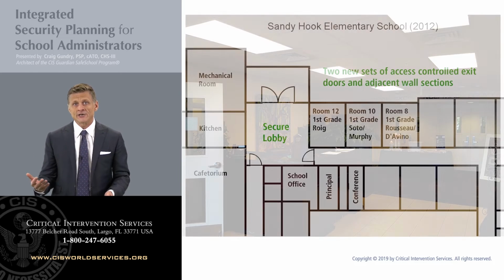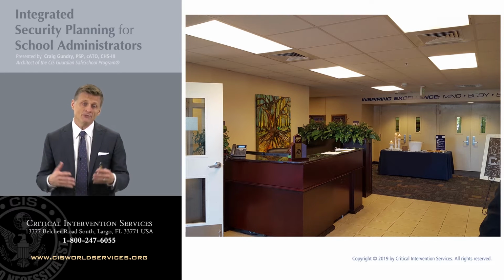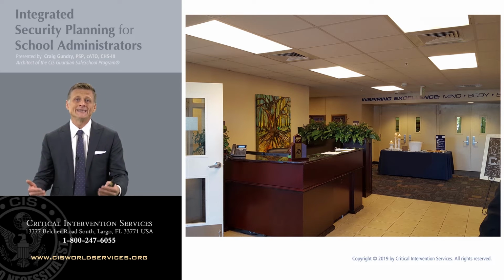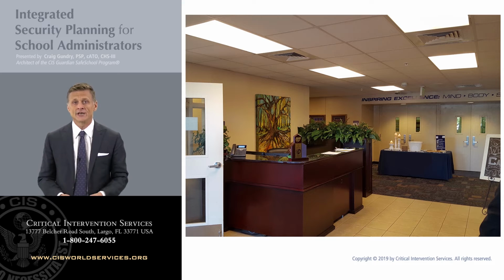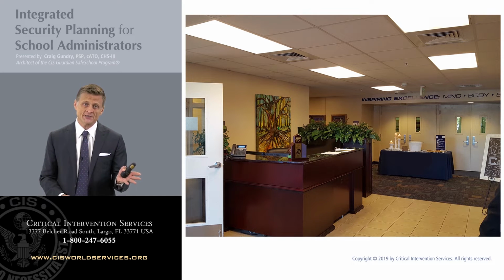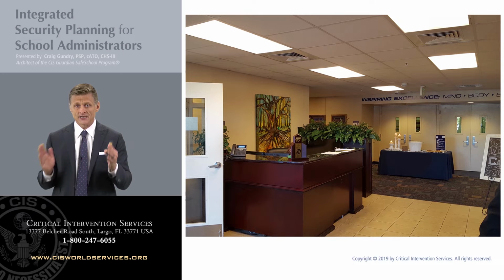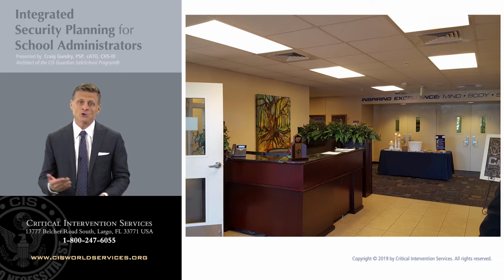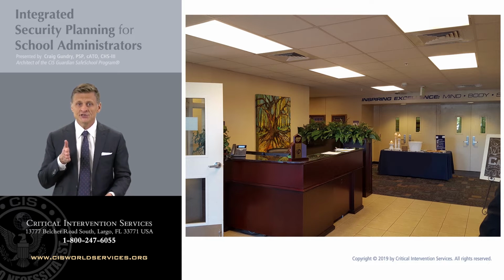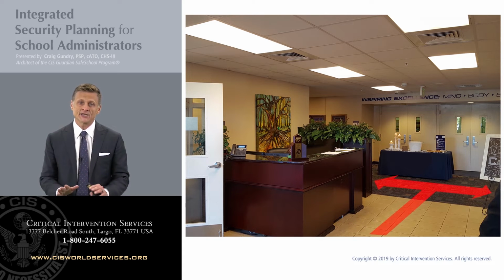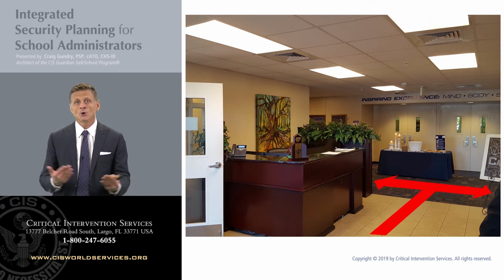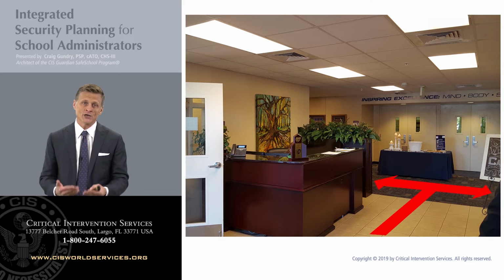Now, on screen is a before picture of a lobby. This is just immediately inside after entering through the exterior doors. We have the reception desk on the left-hand side, and you can see at the end of this a corridor that basically proceeds laterally. Now, if I was to continue walking past this reception desk, I could turn left or right, and I would be in classroom quarters. There's, for all purposes, nothing obstructing my progression from this visitor reception point.